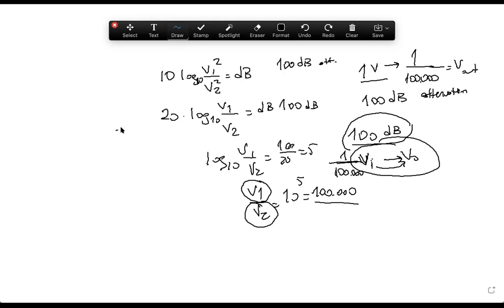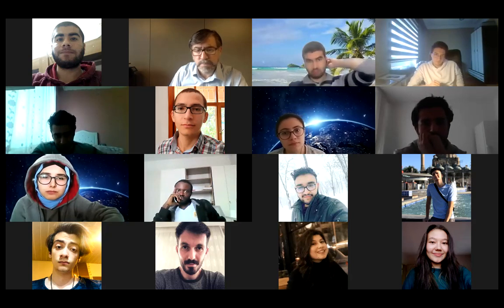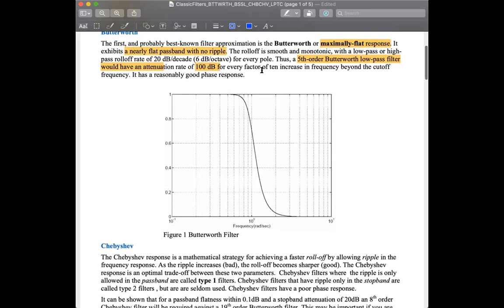If I have a filter like this, whose explanation was like that, let me show you again. I would like you to be able to read these, dear friends. So this is attenuation. If you see it here, it's like 100 dB, okay? That means a factor of 10 increase in frequency beyond the cutoff frequency. So there is such a Butterworth filter characteristic, okay?